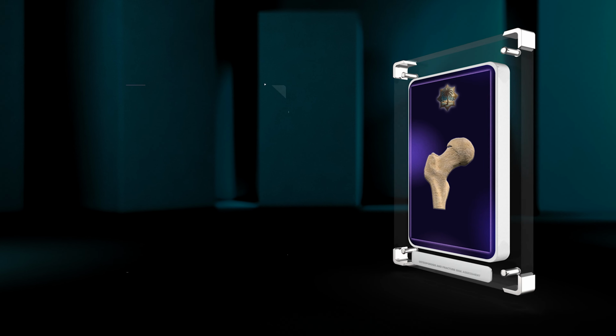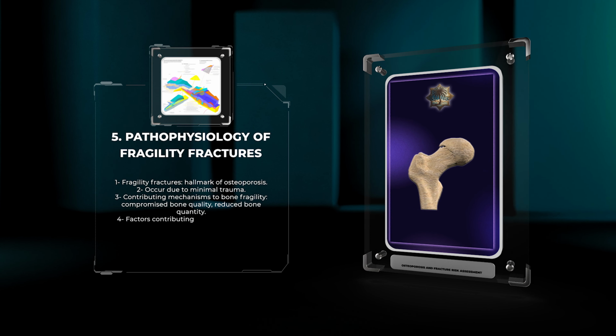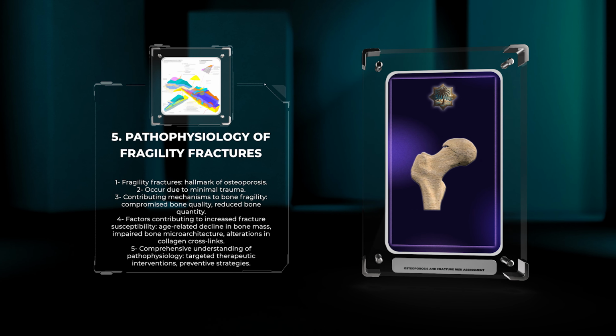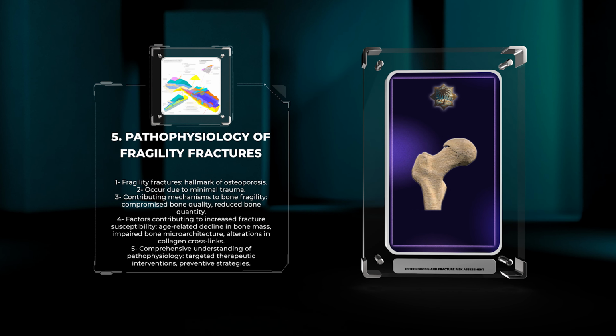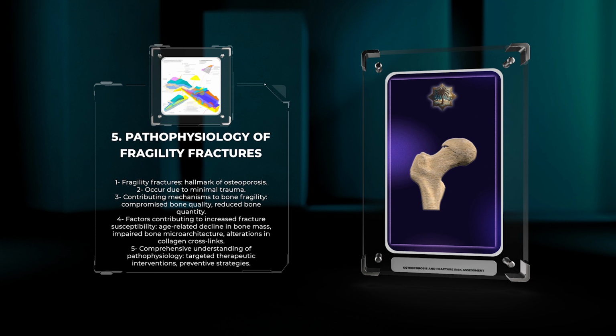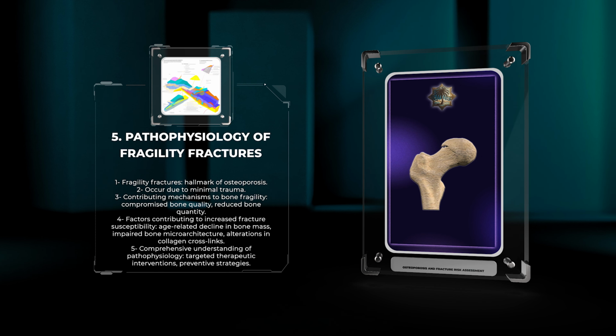Fragility fractures, the hallmark of osteoporosis, occur due to minimal trauma, such as a fall from standing height. Understanding the pathophysiology of these fractures helps elucidate the underlying mechanisms contributing to bone fragility. Osteoporotic fractures result from a combination of compromised bone quality and reduced bone quantity.